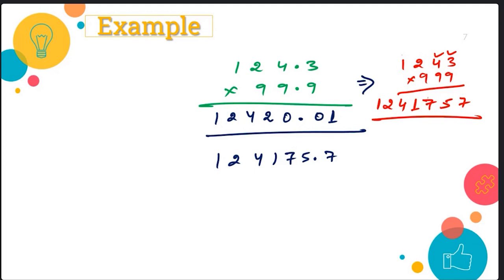Yes sir. 0.57 will come, the decimal before the 5. So now we have the value. What will we do now? After the decimal, we are going to count the values. One value, two values. Put the decimal after two values. So 12417.57 is the correct answer.